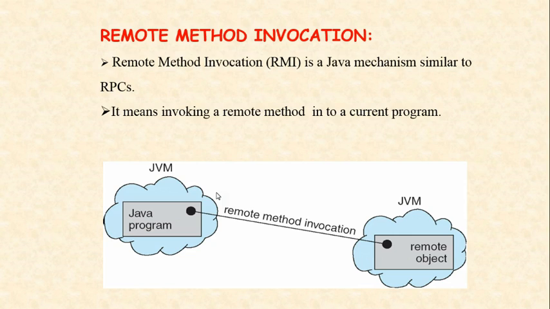Here we use two types of classes in RMI: the remote class and the serializable class. What is a remote class? A remote class is one whose instances can be used remotely. And a serializable class is one whose instances can be copied from one address space to another address space.